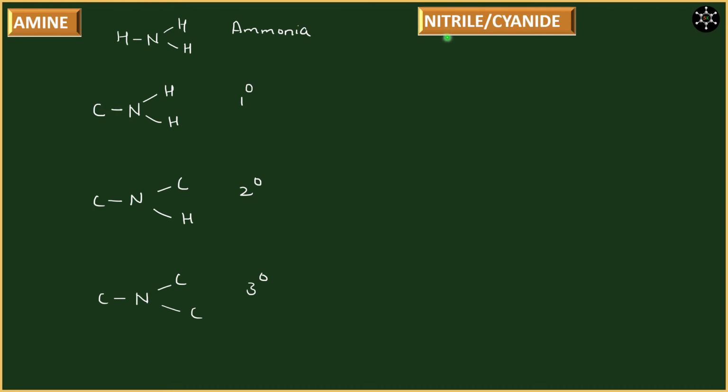Coming to nitrile, this is also called the cyanide functional group. Presence of C triple bond N is a must to be called a cyanide functional group. Added to that, this carbon must be connected to another carbon. If this carbon is connected to hydrogen, then it becomes hydrogen cyanide acid. This C triple bond N part is normally written in short as CN.